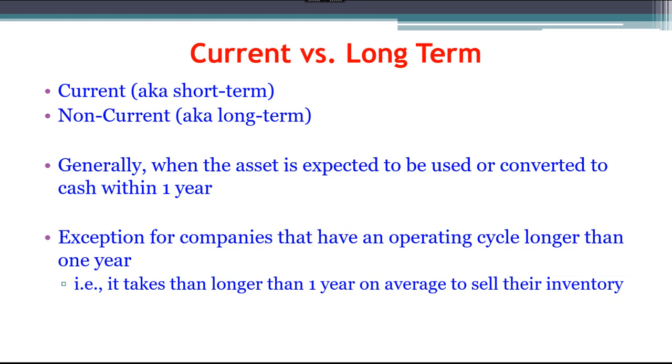Now, generally, we're talking construction firms. Those types of things might be longer than a year, but normally most manufacturers and certainly merchandisers on average hold inventory for less than a year. So that's just the general rule we'll go with is 1 year.